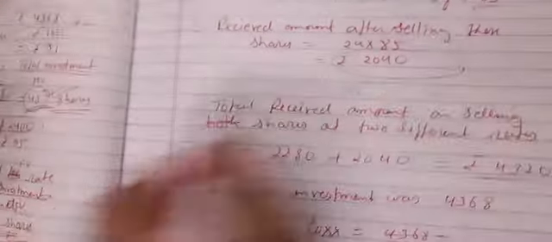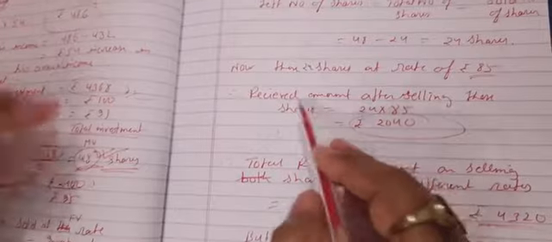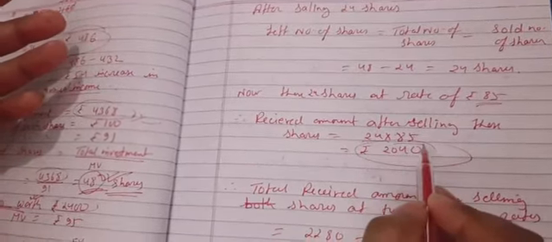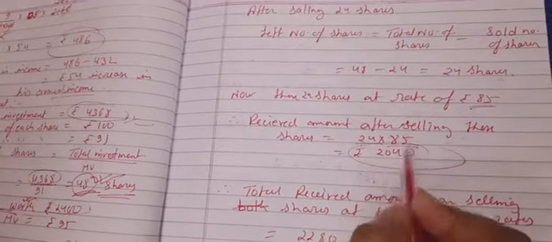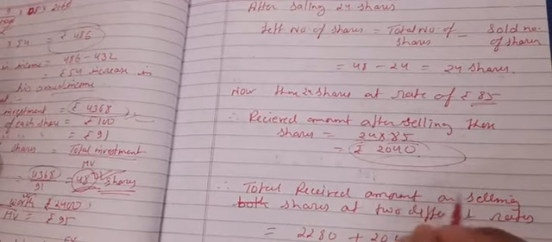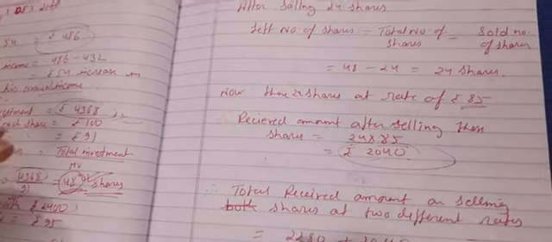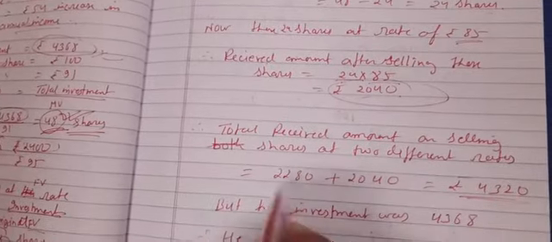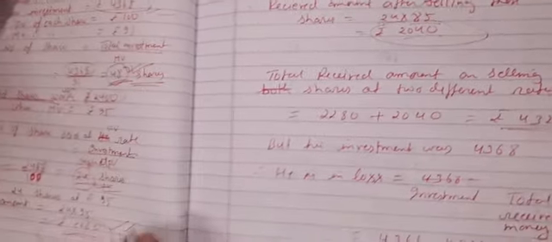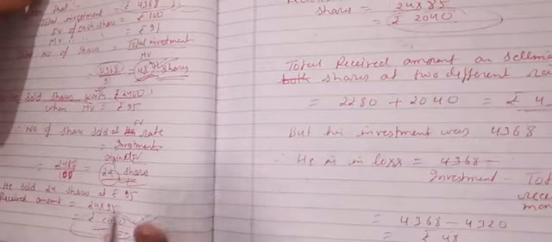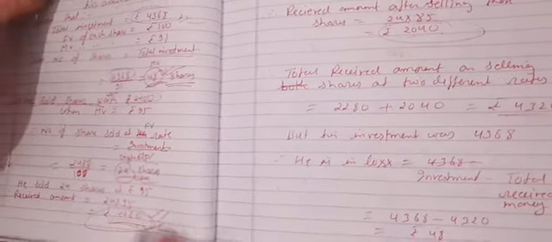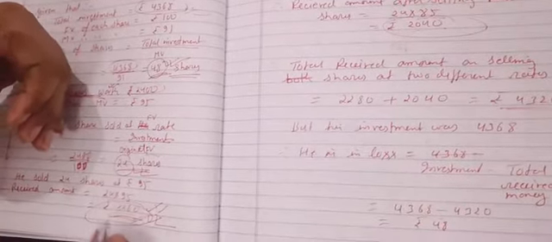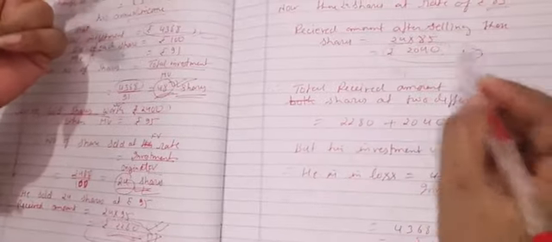So this time what was the received amount when he sold the left shares? The number of shares is 24, and this time market value is 85. So 24 into 85 is 2,040. So now we are going to see whether he was in profit or in loss. First of all I have written that total received amount on selling shares at two different rates is equal to, first, 2,280. This was the received amount when he sold the 24 shares, and the left 24 shares he sold for rupees 2,040.